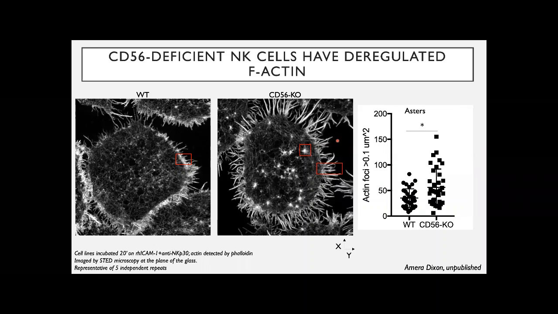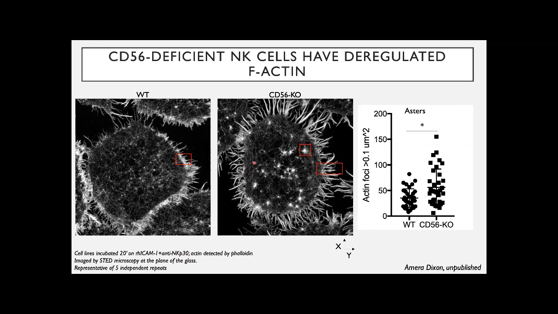Now, this was reminiscent of what we had seen when we were initially studying these cells in the context of their cytotoxic defect. So when we were looking at the role that CD56 might be playing in cytotoxicity, we had done similar studies where we'd activated cells on glass. So in this case, we're using recombinant ICAM as well as anti-NKp30. So this provides a signal to the NK cell that recapitulates the immune synapse. And then again, we're looking up into the plane of the glass, in this case, staining with phalloidin.